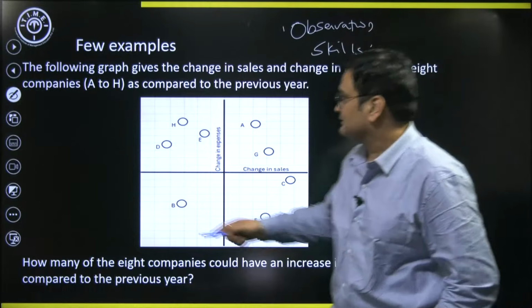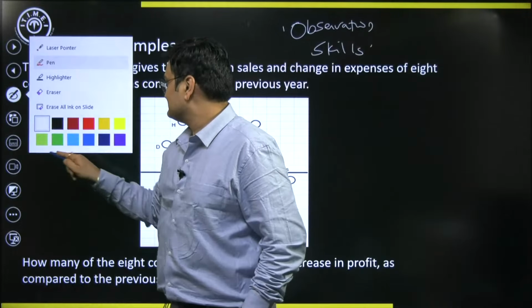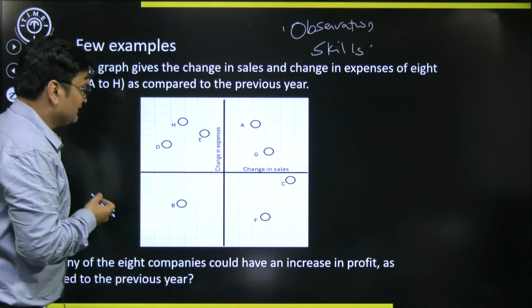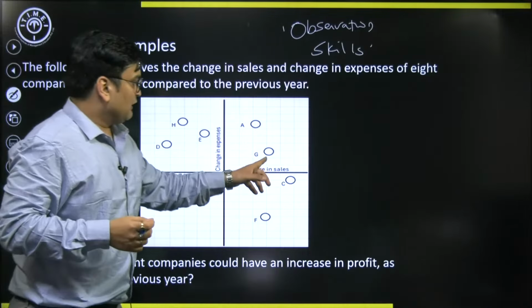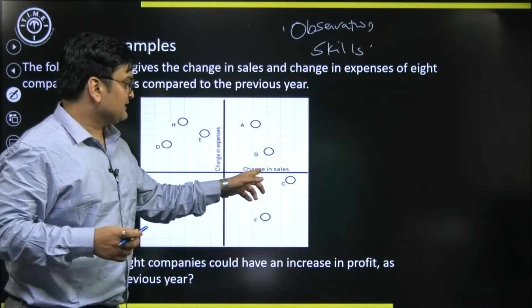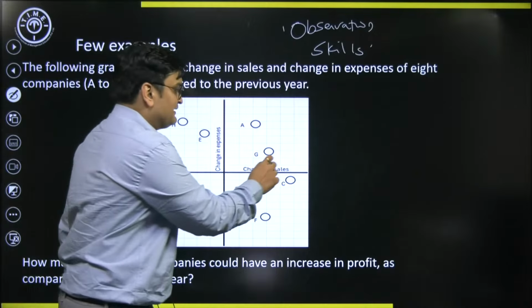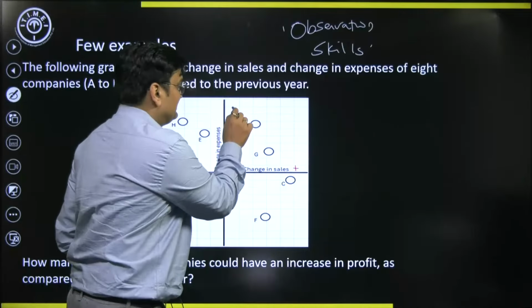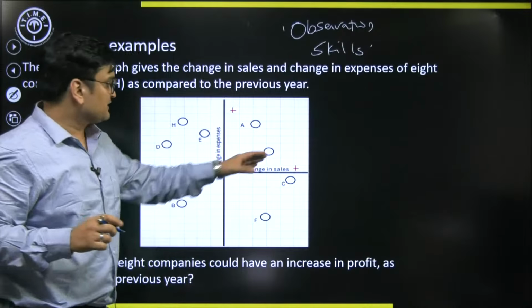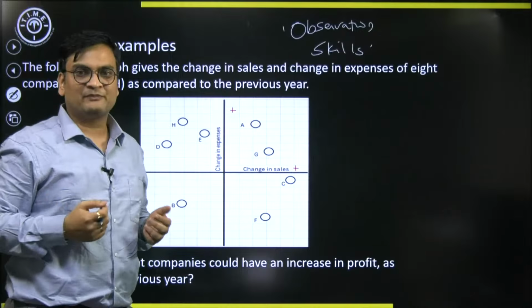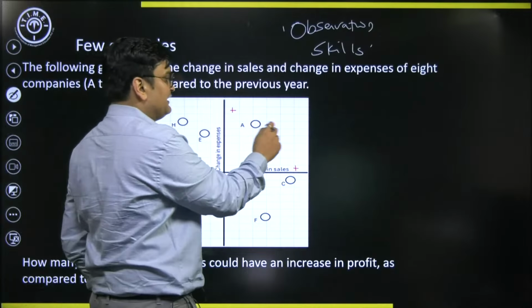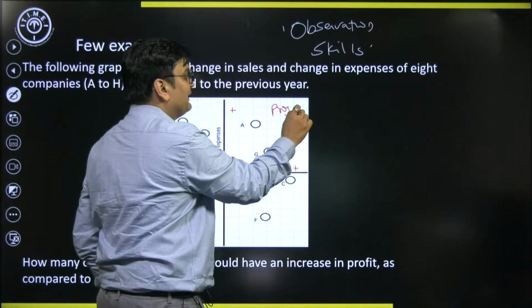So here, let's try to understand this. Since Ankan answered, let's look at it. Now, what can you say about A and G? For A and G, since both lie in the first quadrant, the change in sales was positive, and the change in expense was also positive. If both sales and expense are increasing, can we say for these two companies that profit may actually increase?